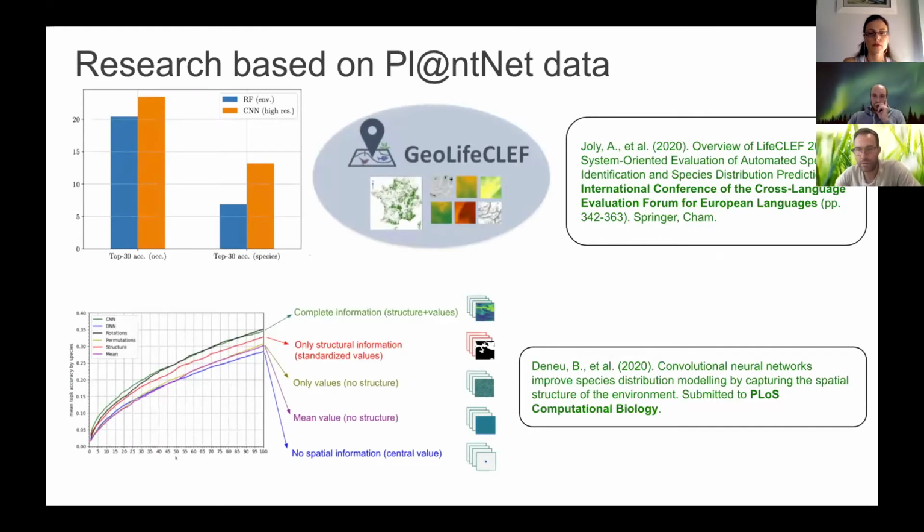There is also some research in the machine learning community, so researchers in informatics who are themselves using PlantNet data to improve the identification algorithms. And the last one is research on methods in ecology. Here they are using PlantNet data to study some factors, and in particular in this work they are studying the impact of the structure of the landscape on the distribution of the plants.